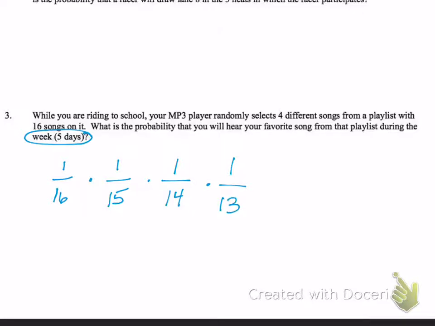So this is the probability of hearing your song, if I'm choosing 4, hearing one of the songs from the playlist that you want to hear. And this is just for one day. So let's figure out what that decimal is really quickly. And then we're going to multiply it by 5 because we have 5 days to listen to it. But would shuffle restart, or would it keep on going? Let's say each morning you're going to restart. So what's the probability that one day that you hear that song? Point what?